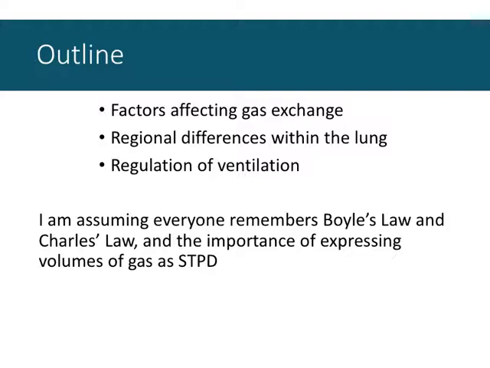They're at body temperature and pressure saturated. So the opposite of STPD, but that's because we need to measure the amount of gas, the amount of air that's seen by the body. And it's seen at the lungs at body temperature and saturated completely with water. So to compare between individuals or the concepts, we use STPD, but the values you get from the metabolic cart are body temperature and pressure saturated, BTPS. It's what the lungs experience.